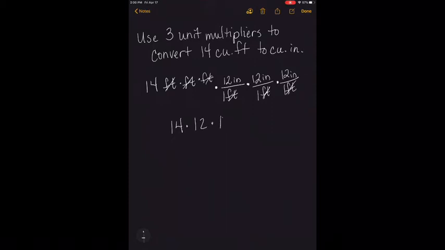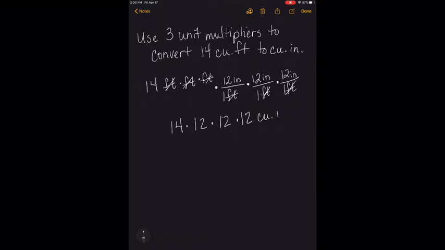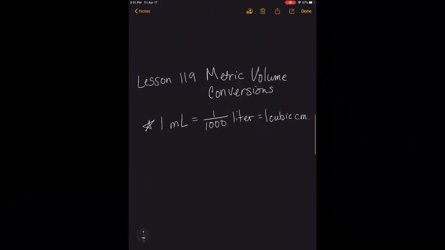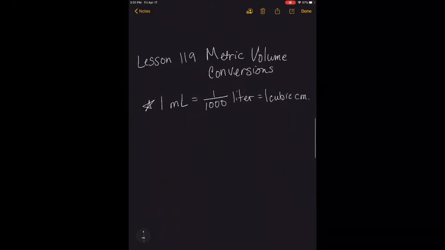Cross them all out. All right, and so our answer would be 14 times 12 times 12 times 12 cubic inches. And we could multiply it out if we wanted, but I'm okay with you guys leaving your answer just like this, but I also want to see this information on your tests.